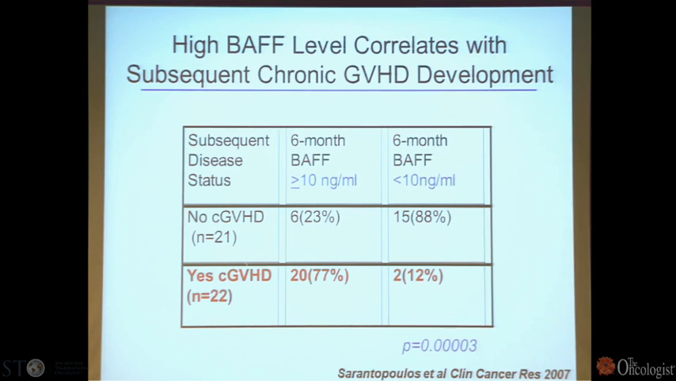And what we found was in this 43 patient cohort. Patients who went on, it's between 7 and 12 months, to develop disease here, shown as yes chronic graft-versus-host disease: 77% of those patients went on to develop chronic graft-versus-host disease when they had a high BAFF level. On the other hand, patients with the low BAFF level, only 12% of them went on to get chronic graft-versus-host disease. To us, suggesting this is biologically relevant.